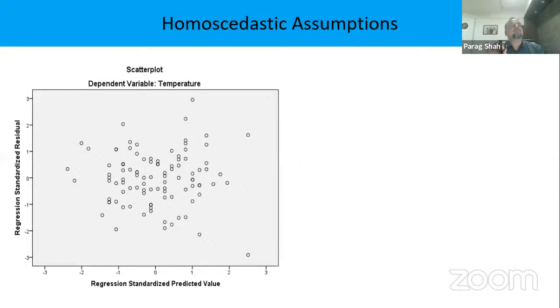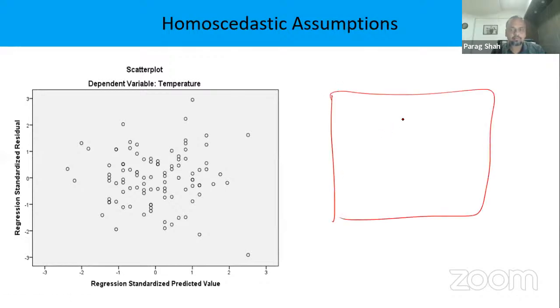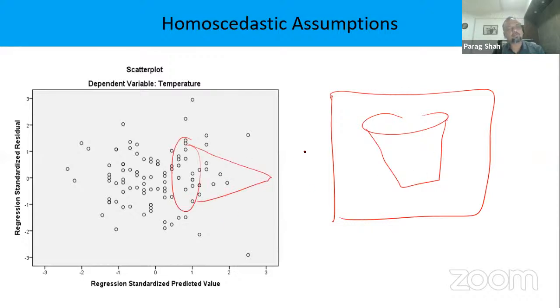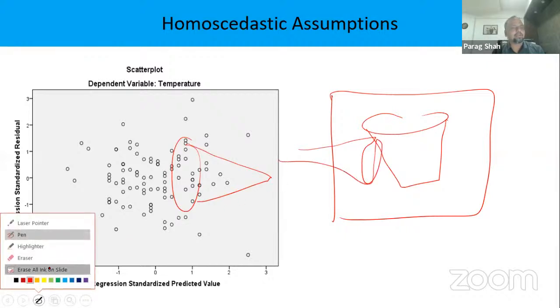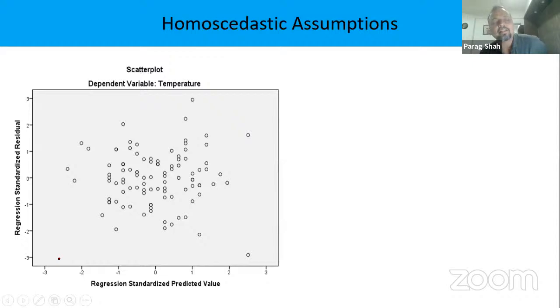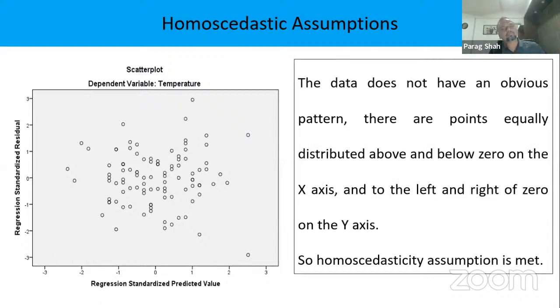That means variances are equal. Errors have equal variance. Here you can see there is no pattern in the data. They are all random. If you find a pattern of this kind, maybe like a funnel kind of thing, or any particular pattern you find, then we say variances are not equal. Here we'll say variances are equal.